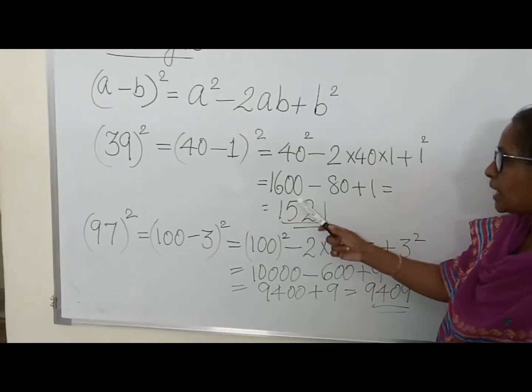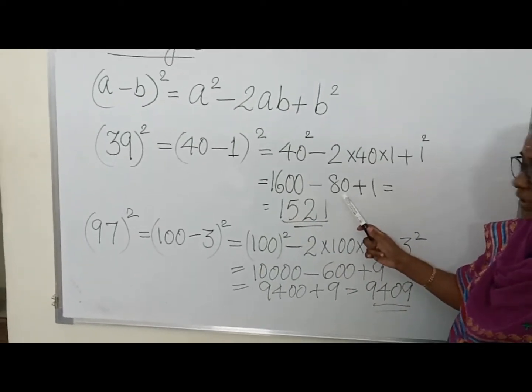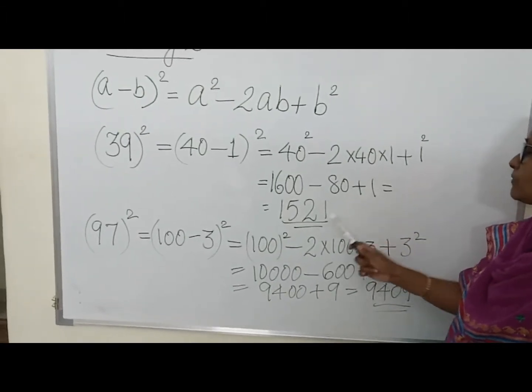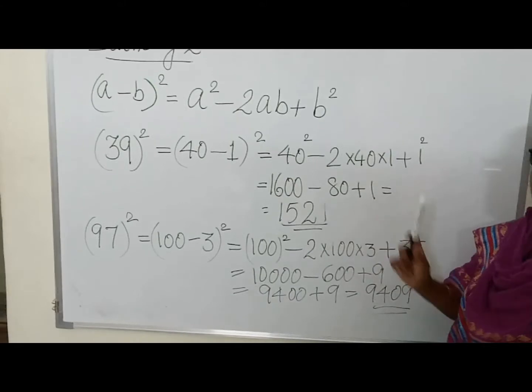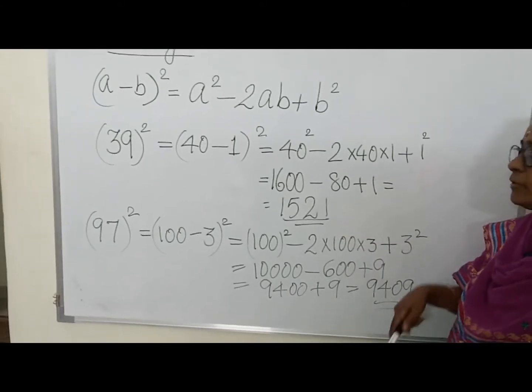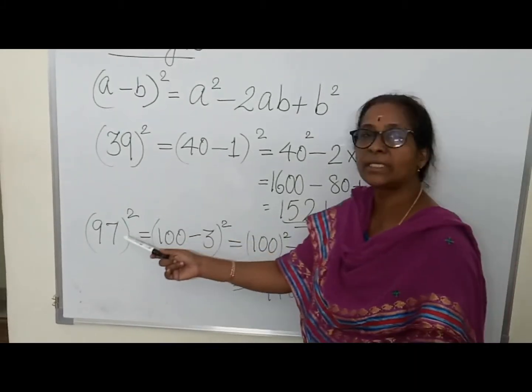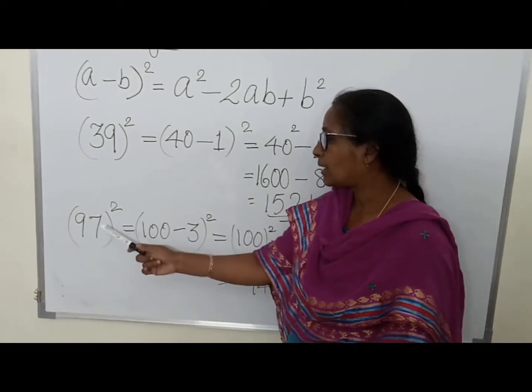So 1600 minus 80 is 1520 and then plus 1. So 1521. Now let us take a little bigger number, that is 97 square.